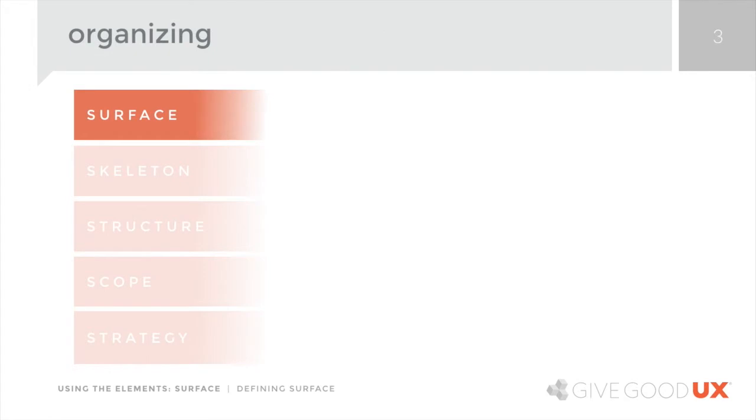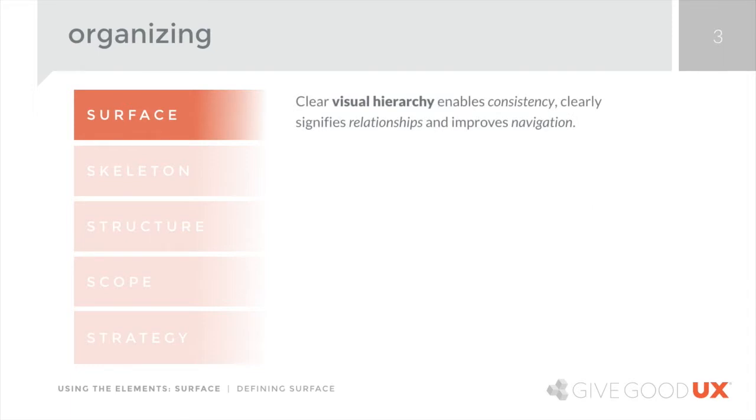The first thing good user interface design does is organize, and that means creating a clear visual hierarchy. Doing that enables consistency, clearly signifies relationships between elements on the screen and improves navigation. Visual hierarchy allows us to determine what's most important among all the stuff that we're seeing, right? This thing is what I want to do first.